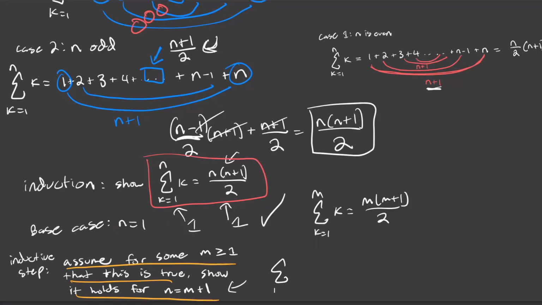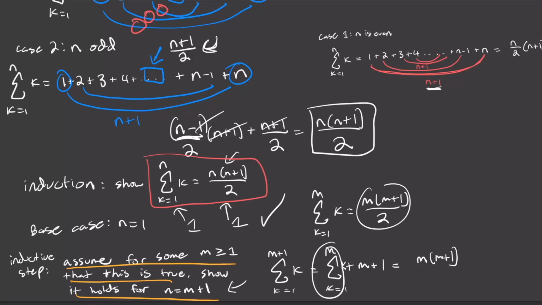So we know that the sum from k equals 1 to m plus 1 of k, well, we can just break that down into the sum from k equals 1 to m of k, by the way, I forgot to write that in there, plus m plus 1. But we know that this was equal to this. So this is going to be equal to m times m plus 1 divided by 2 plus m plus 1, which is just going to be 2 times m plus 1 divided by 2.